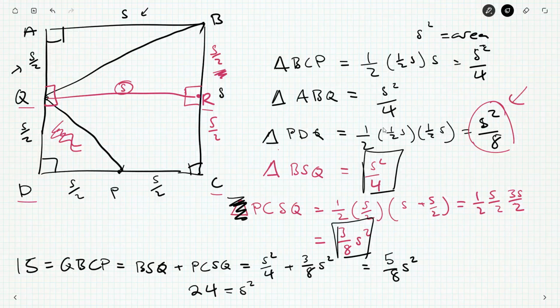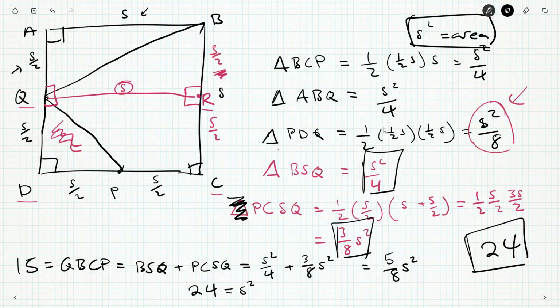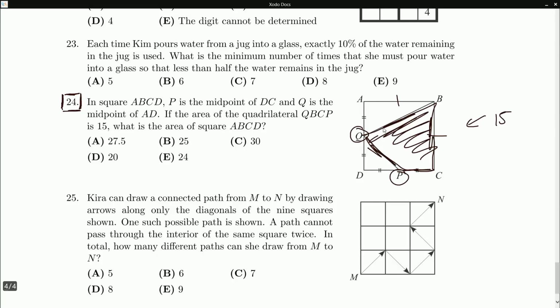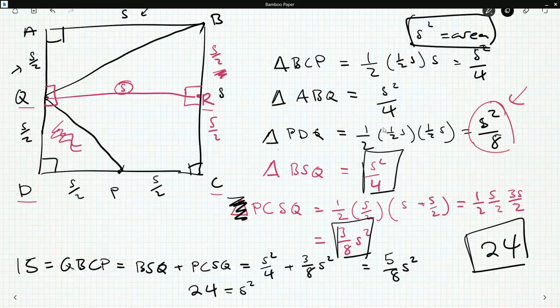Now I could square root and find S, but remember, I just need to know what S squared is, because that's the area. So it looks like 24 is our answer. Now let's check, is 24 one of the possible answers? Yeah, there it is. It's E.